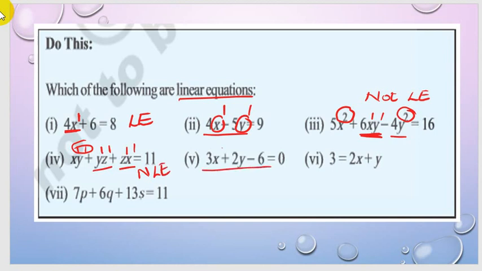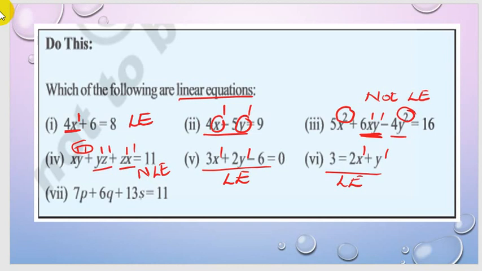Next, what about this? Here x power 1, y power 1. What is the highest power here? The highest power is 1, which is the degree of this linear equation. Hence it is a linear equation. What about this? This is also a linear equation because x power 1, y power 1. Next, what about this?